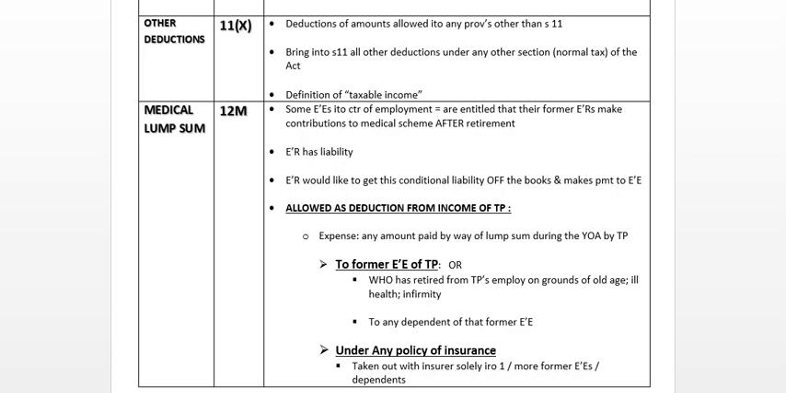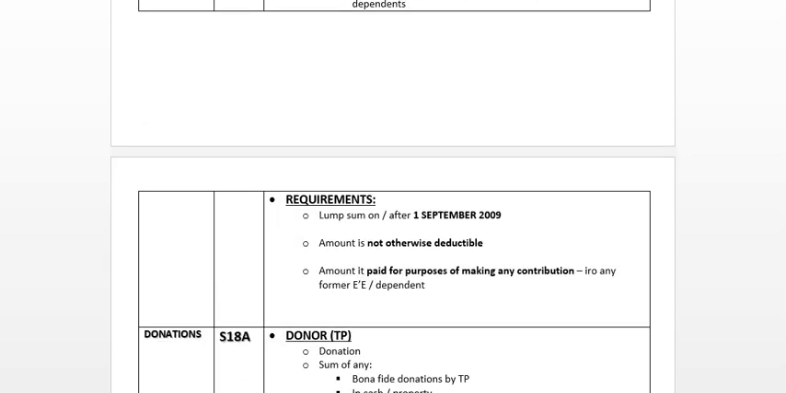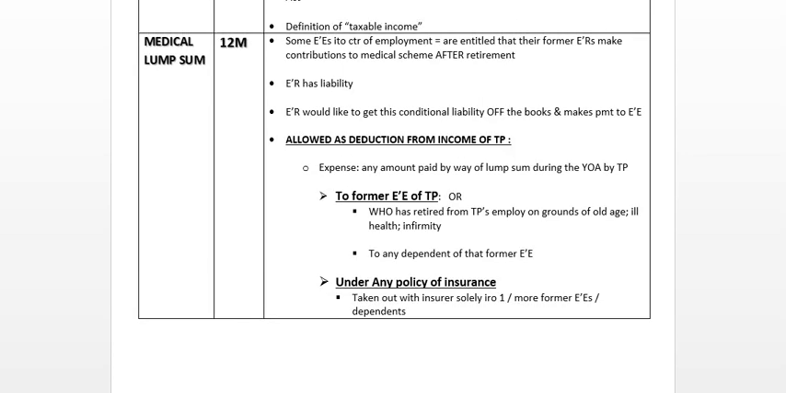Okay. So medical lump sum, we're going to do this a bit later, but that's Section 12M. So some employees, in terms of their employment, are entitled to their former employers making contributions to a medical aid scheme after their retirement. So the employer has a liability. The employer would like to get this contingent liability off the books and make a payment to the employee. So in other words, then it is for the employer an allowable deduction.